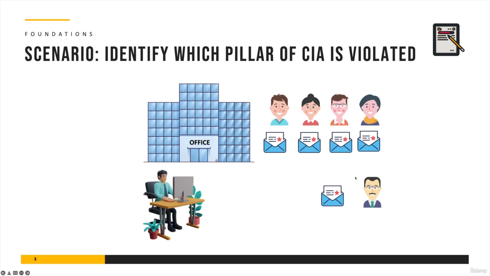So, the correct answer in this situation is confidentiality. Confidentiality is when someone who is not authorized to access certain classified information gains access to it. It doesn't matter whether that person is going to actually exploit that information or not. At this point in time, the confidentiality of your data has been compromised. Okay? Let's move on to the third situation.